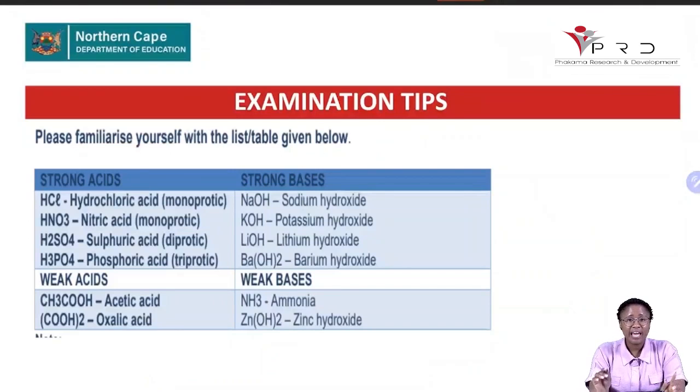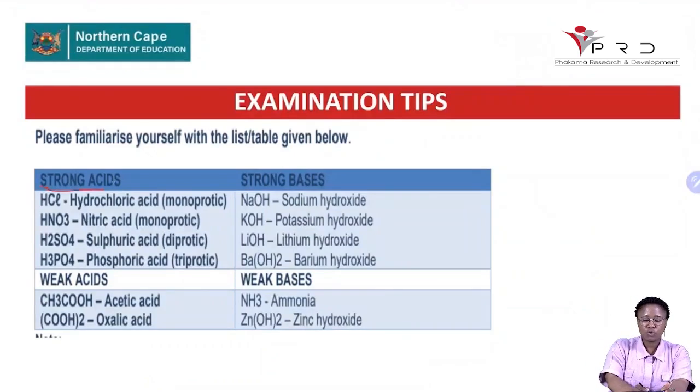Now, another exam tip that I want to give you is you must make sure that you familiarize yourself with this table. Remember, we've spoken about strong acids and strong bases, weak acids and weak bases. Now, what is important is for you to know the names and the formulas of strong acids and strong bases. So if you know this table or familiarize yourself with this table, then you're not going to go wrong when you are dealing with this chapter.